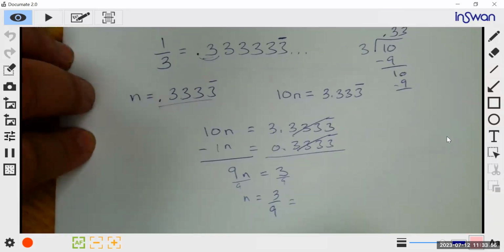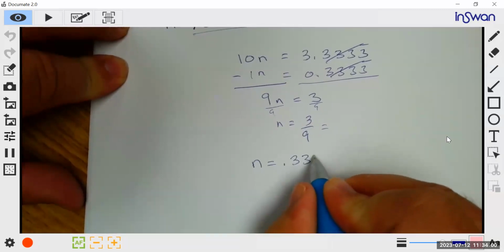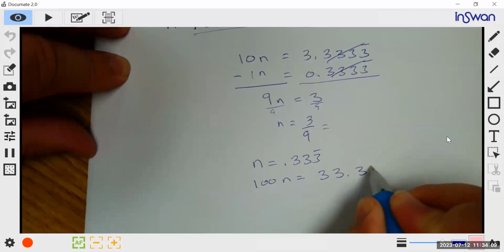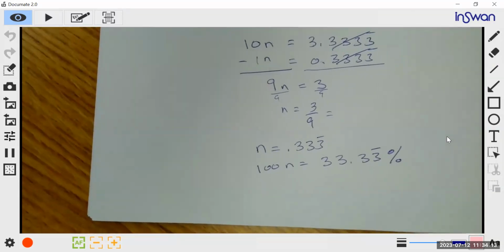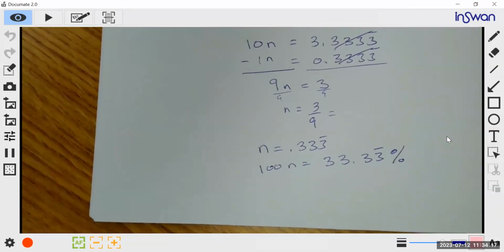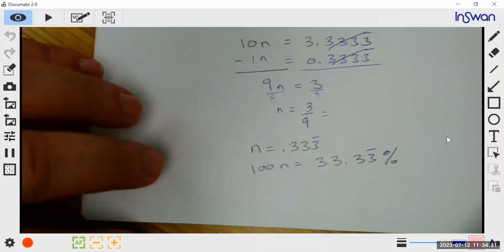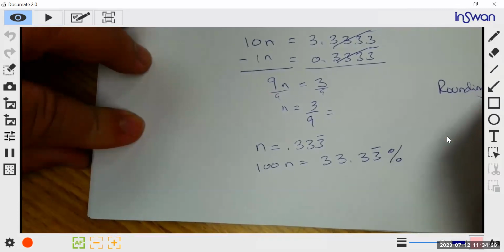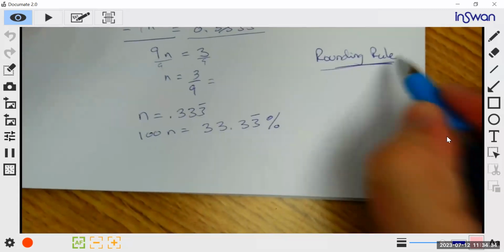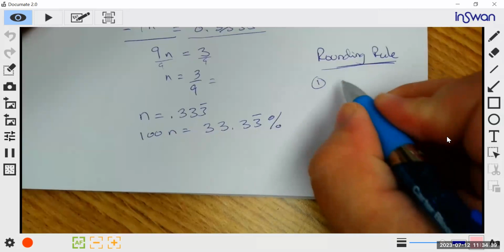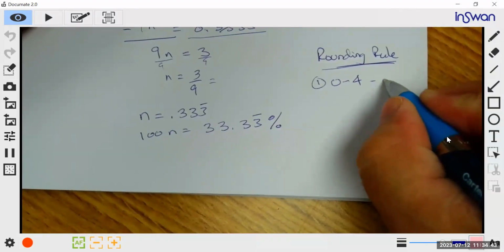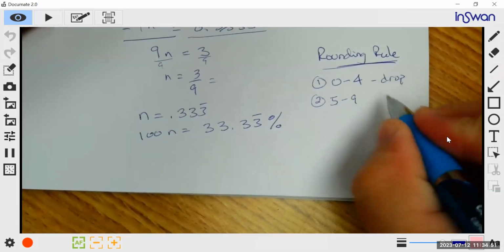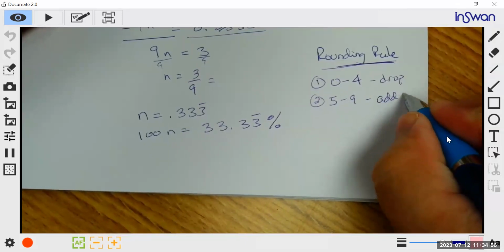We do the same thing here. Since n equals 0.333 infinitely, we take it and multiply by 100. Now, is it 33.33% or is it 33.3%? We look at the rounding rule. Does everybody remember the rounding rule? If it's between 0 and 4, just drop it. If it's between 5 and 9, add 1.